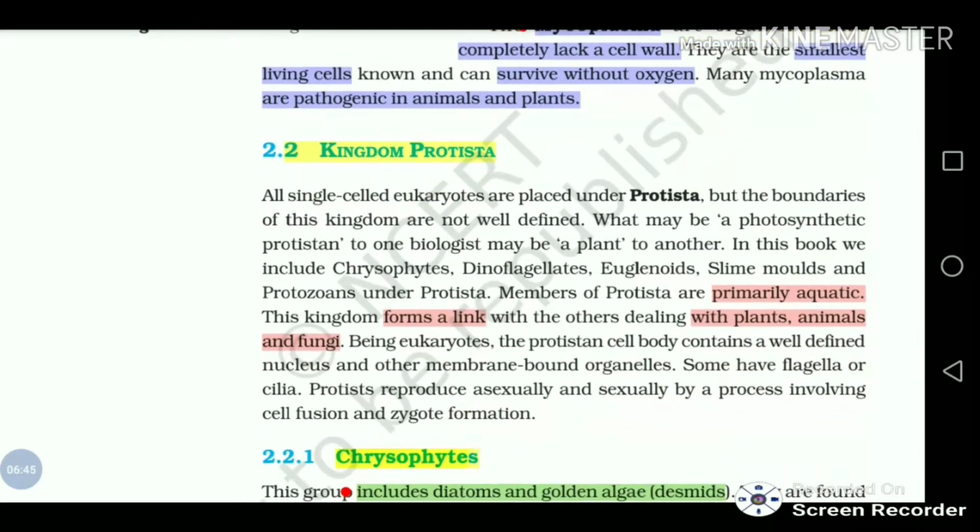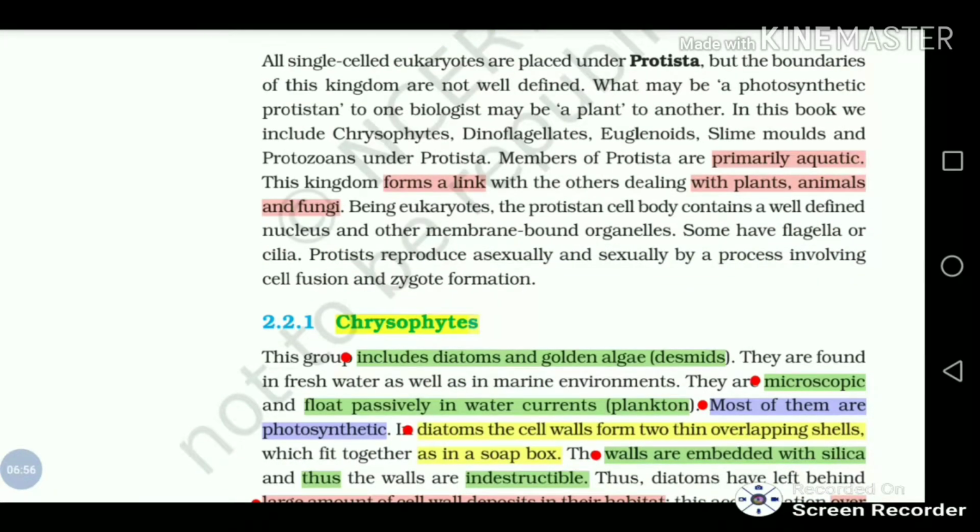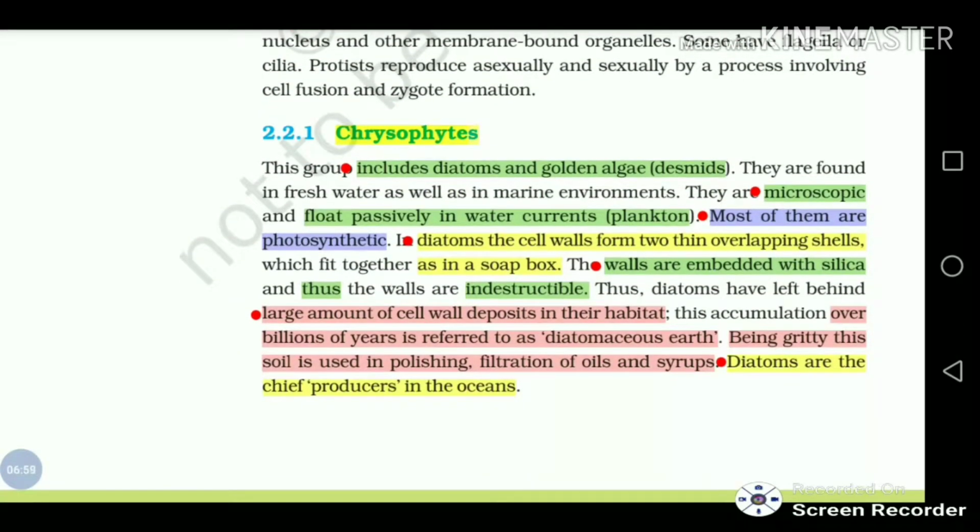The next kingdom that comes is the kingdom Protista, and these are primarily aquatic and form a link with plants, animals and fungi. The first group that comes under Protista is the chrysophytes. These include diatoms and golden algae. The example of golden algae is desmids. These are microscopic and float passively in water currents as planktons. Most of them are photosynthetic.